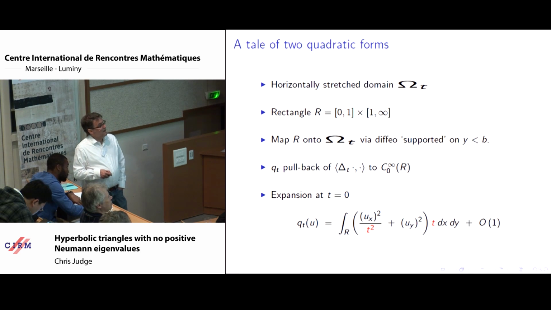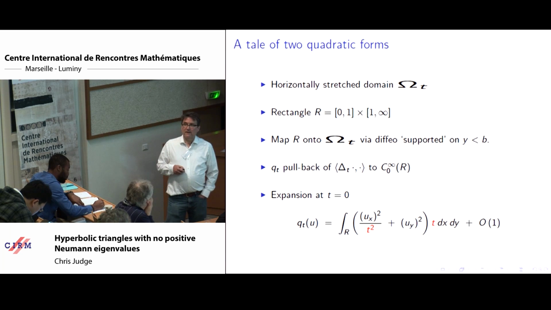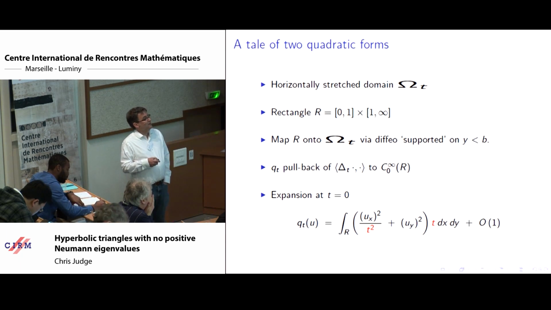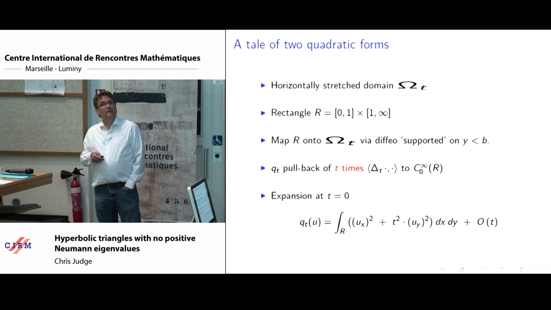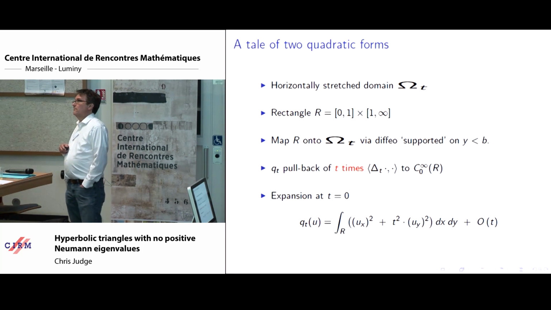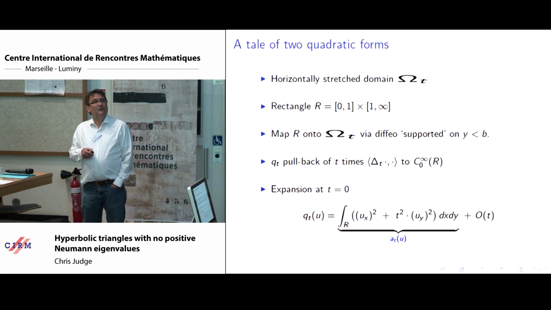Now, it's not so nice, these t squared and these t's. Because I don't really care about the size of the eigenvalues, I only care if they exist, I'm just going to rescale my operator by multiplying by t. So I'm going to redefine Qt to be the pullback of t times that quadratic form. So this is just a rescaling to make things look nice.